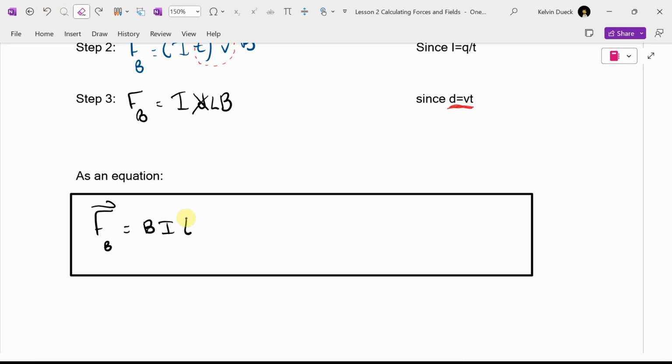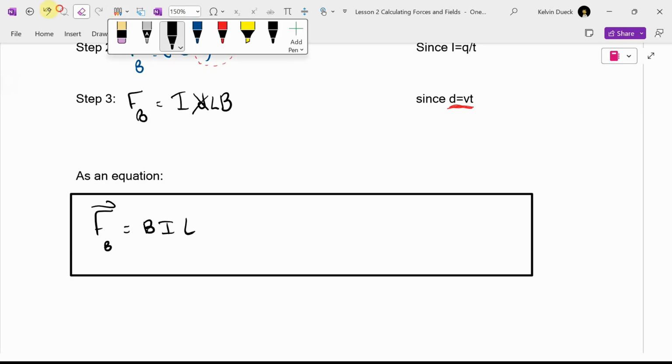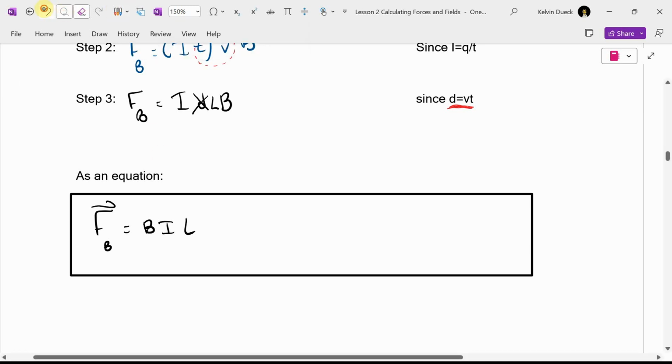B-I-L. Did I put a capital L or a lowercase L on your formula sheet? I can't remember. Lowercase. So if I did a lowercase L, whenever I do a lowercase L, I always make it a cursive so you can tell that's not a 1.